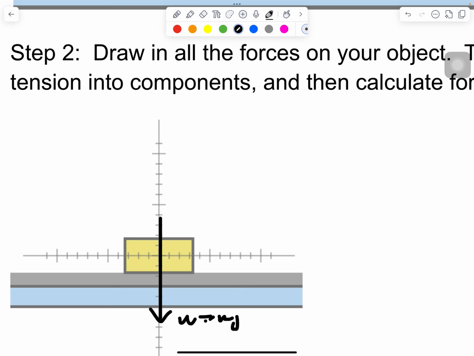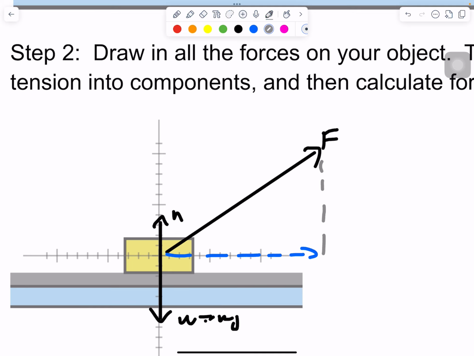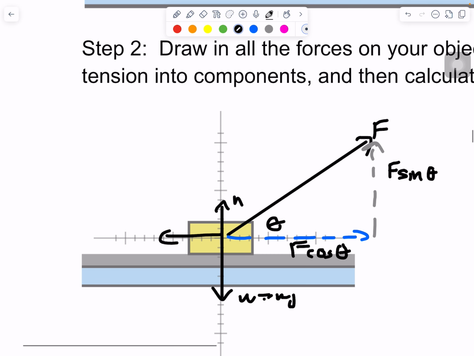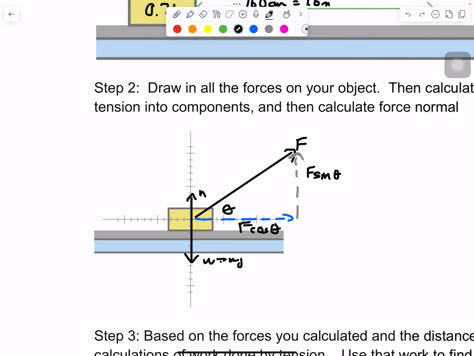A smaller normal force. I have this force applied up at an angle, F. I have its horizontal component, and I have its vertical component. There's theta. The horizontal component is F cosine theta. The vertical component is F sine theta. And we had no friction in this one. If we have friction, it would go back this way, but no friction, no problem.